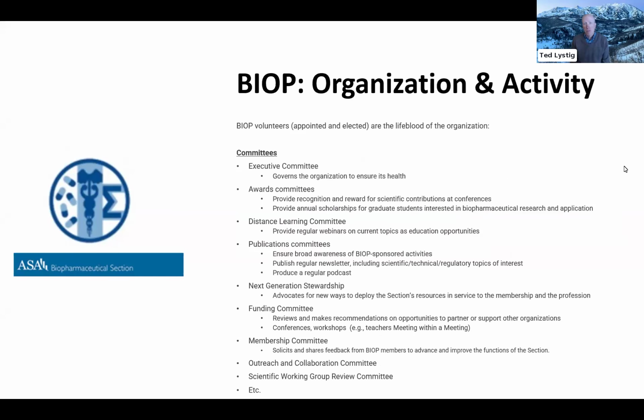The volunteers are certainly the main point of how we are productive within our section. We have multiple committees ranging from the Executive Committee, Awards Committee, Publications Committee, Funding Committees, Outreach and Collaboration Committee, and the Scientific Working Group Review Committee, as well as the individual working groups. So there are many different avenues by which, should you choose, you can become more involved in the section beyond something like this, which we already offer, of simply learning from the work of others and advancing your own professional development.